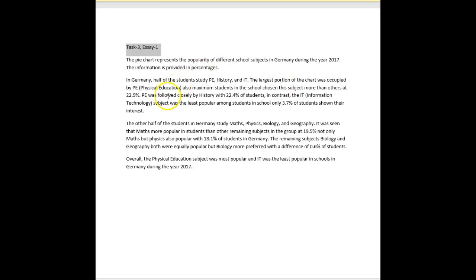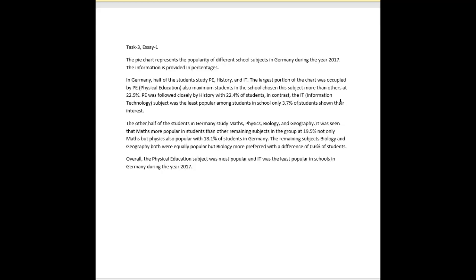And then you could have said, and I didn't like the other sections here, PE was closely followed by history with 22.4% of students. Full stop. Okay, and then capitalize your in. In contrast, IT, without the, so just IT was the least popular among students in school, since only 3.7% of students showed their preference. Okay. You could say interest, but preference is the most accurate word here.